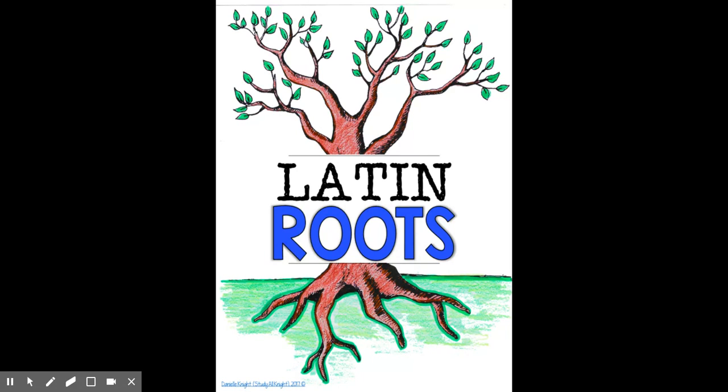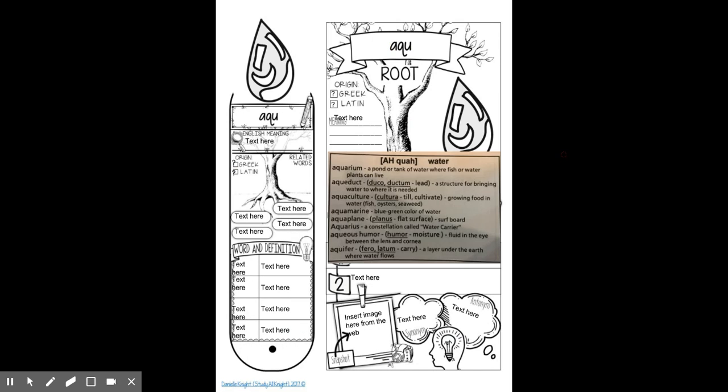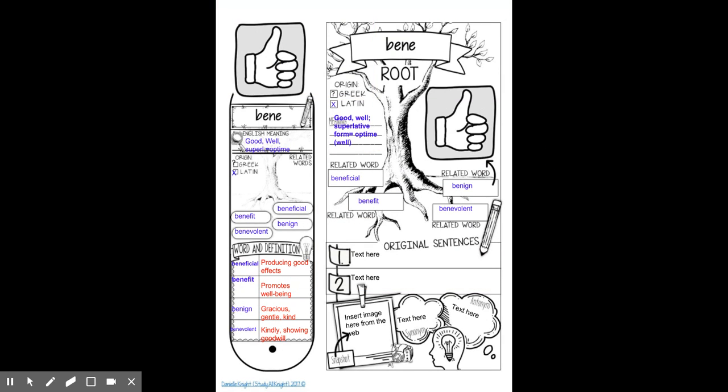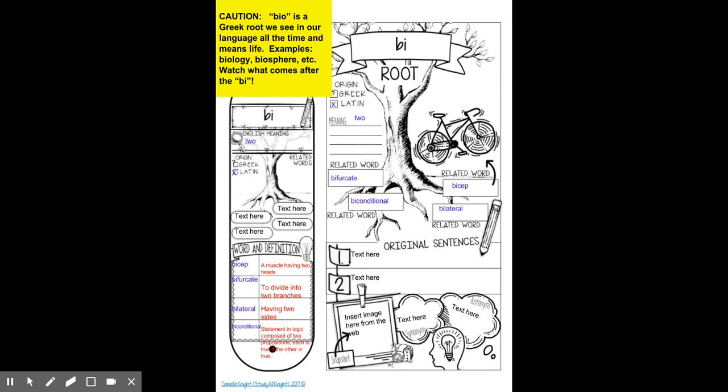We are diving into our vocabulary day and we are looking at Latin roots. Let's just review the ones we've done quickly. Aqua, on, od, bene, bi.